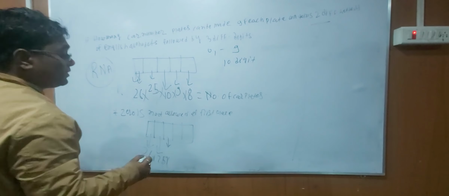Next question is find number of 3-digit numbers using 1, 2, 3, 4, 5. Okay, then we can take two cases. Repetition is not allowed and repetition is allowed. 3 numbers.